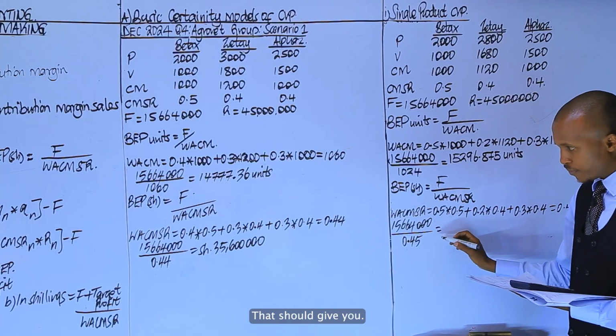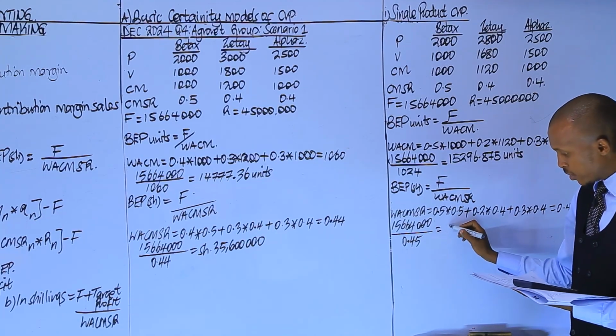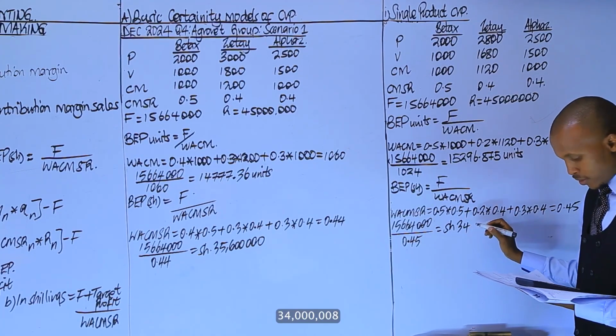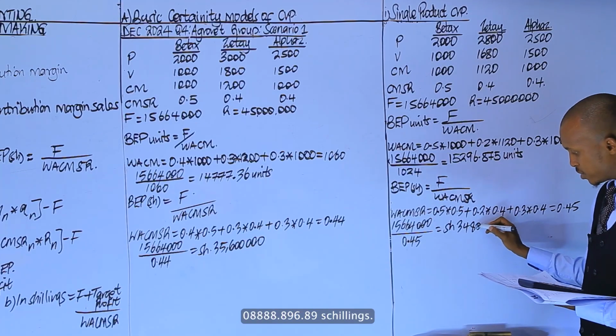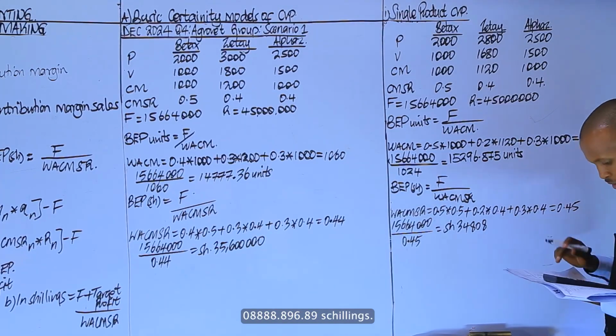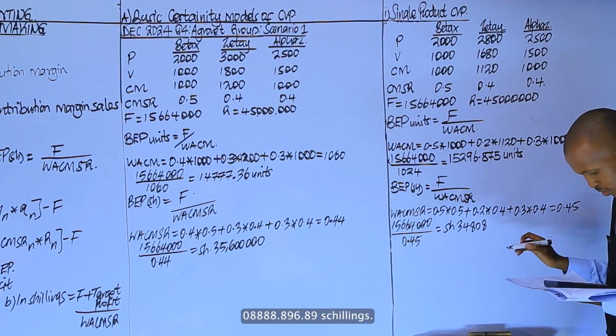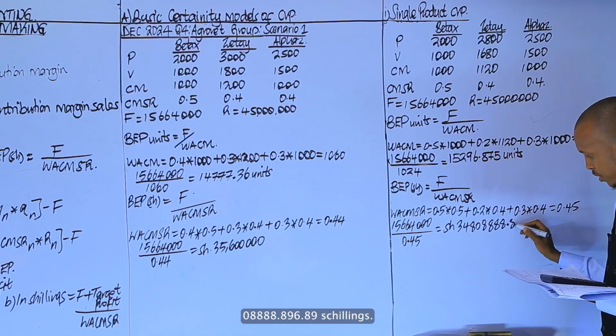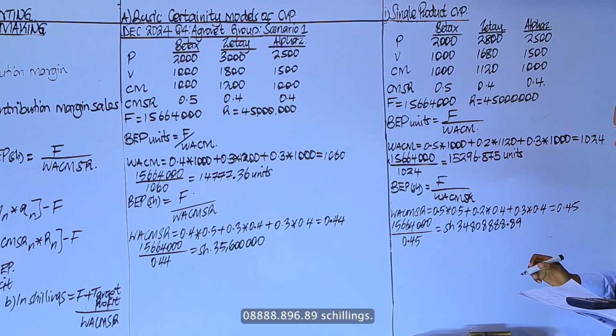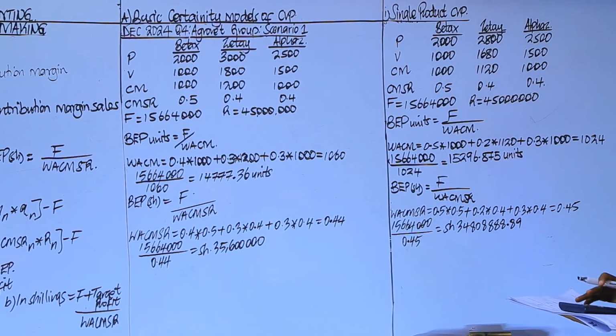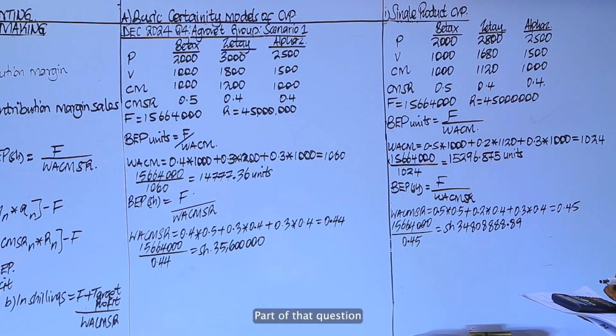That should give you 34,808,888.89 shillings. Part 2 of that question.